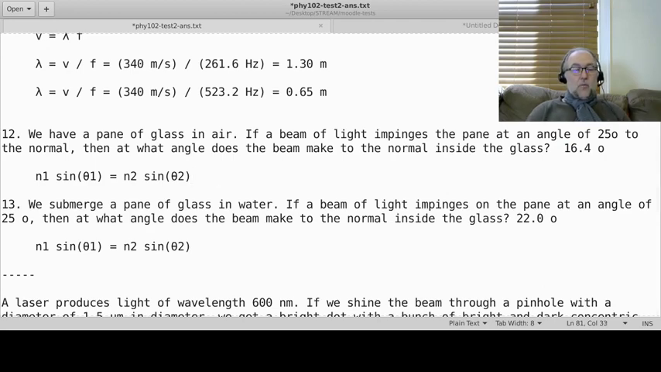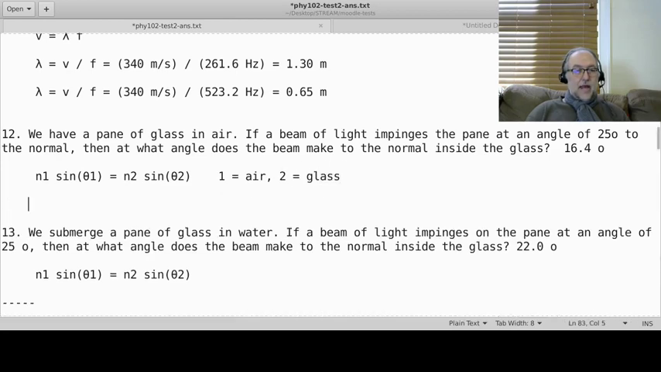Okay, so what do we have here? We have a pane of glass in air. So the two materials are air and glass. So number one is going to be air. Let's use the subscript 1 to refer to air, and the subscript 2 to refer to glass. And now let's start substituting in numbers.